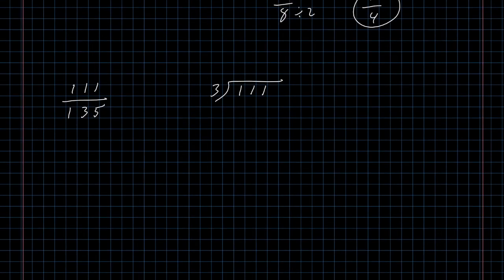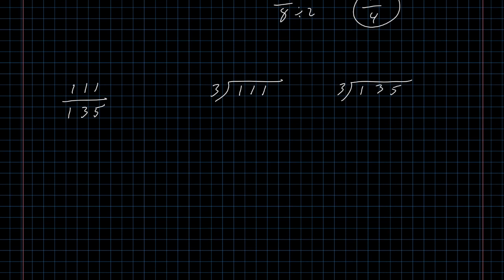If I have something like 111 over 135, 1 plus 1 plus 1 is 3. 1 plus 3 is 4, 4 plus 5 is 9. So I know that 111 and 135 should both be divisible by 3. Again, for the most part in this course, I'm not going to worry if you just use a calculator to perform the division, but for right now, let's get a little bit of practice with long division. It never hurts to know how to do things by hand.